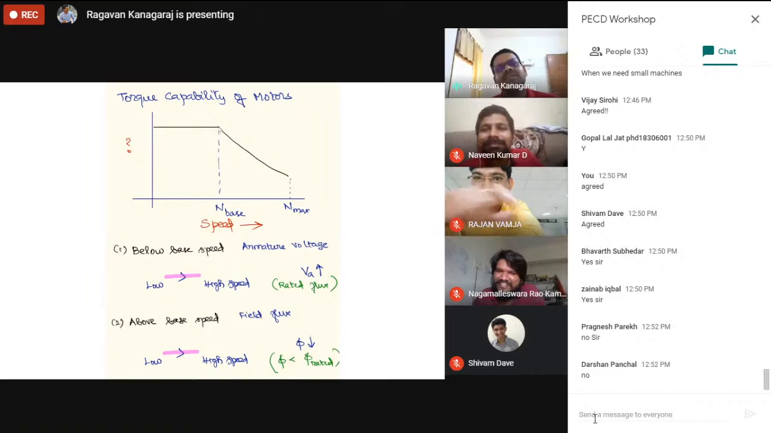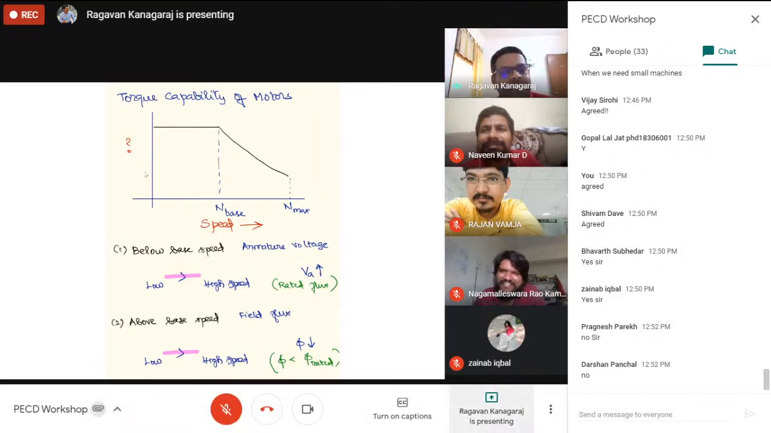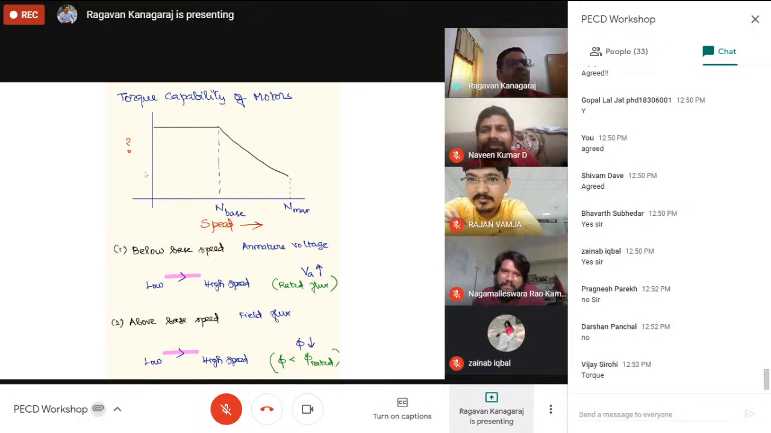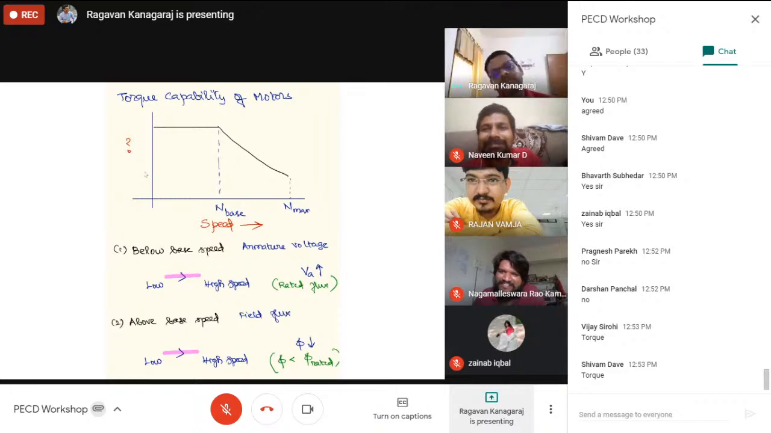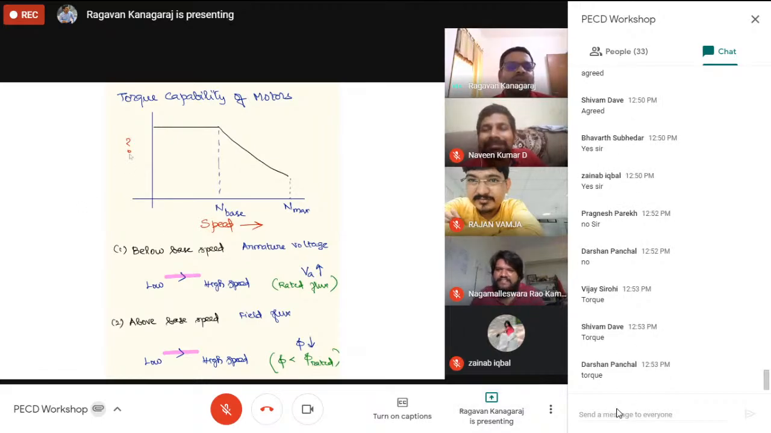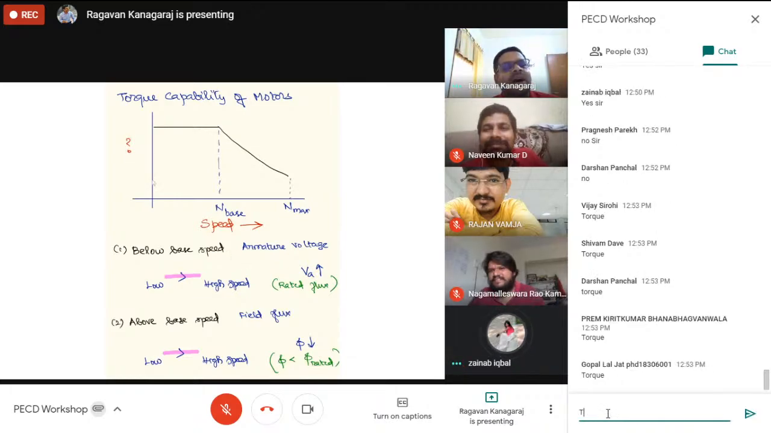Now tell me this characteristic: what is on the y-axis? Torque and power? No, the x-axis is speed, the y-axis is one quantity. What is that one quantity? You don't give me options, torque and power, you choose the best. You have to give me one. Torque. So torque versus speed.